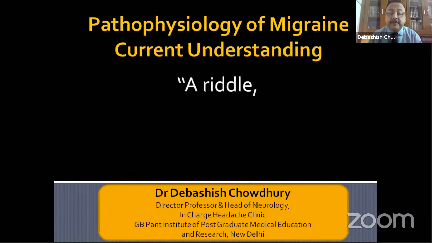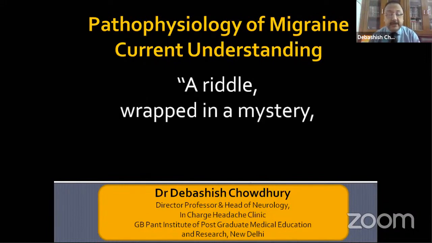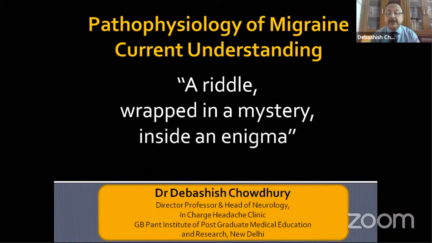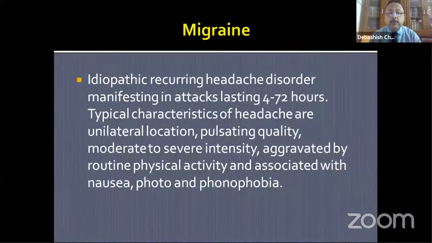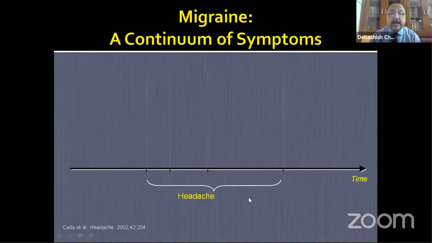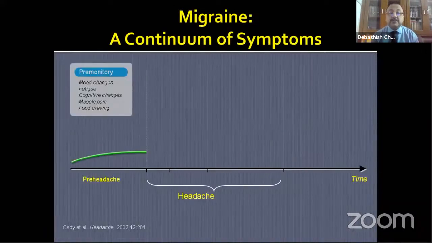There's a famous quote by the British Prime Minister, talking about something else, that it is a riddle wrapped in a mystery inside an enigma. So migraine pathophysiology is also, as Churchill said, a riddle wrapped in a mystery inside an enigma. So we all know that it is an idiopathic recurring headache disorder with long-lasting headaches. Typical characteristics are unilateral location, pulsatile quality, moderate to severe intensity, aggravated by routine physical activity, and associated with nausea, photophobia, and phonophobia. This is the definition given by ICHD. But I see migraine more as a syndrome, a constellation of signs and symptoms.